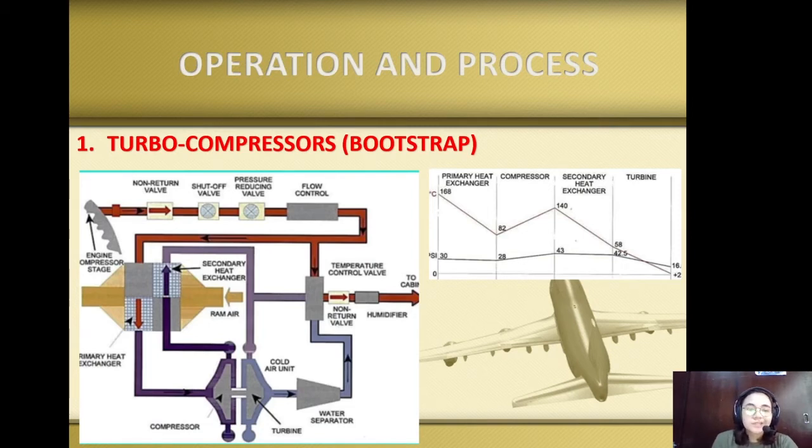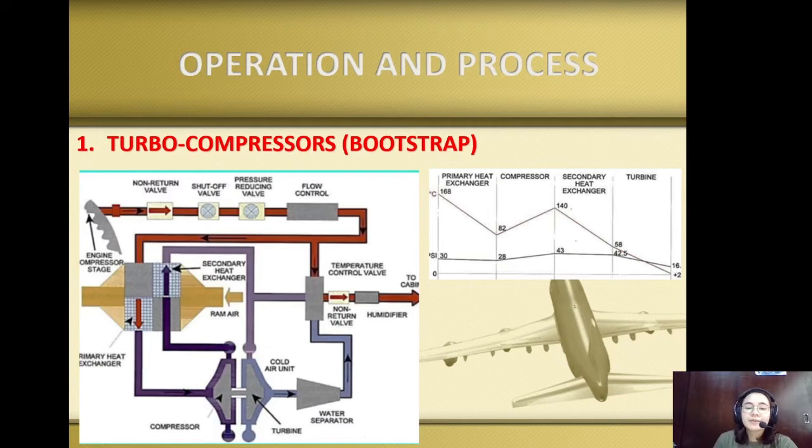Another bootstrap system used by aircraft is the bootstrap air conditioning system, which provides adequate cooling to the cabin and electronic equipment. The bootstrap air conditioning system mainly consists of two units, the cold air unit and a heat exchanger, both of which are mounted on a common shaft. The assembly was supported on ball bearings until they were replaced by air bearings, which provide a lighter solution, requiring less maintenance.